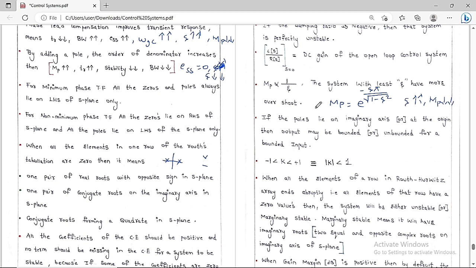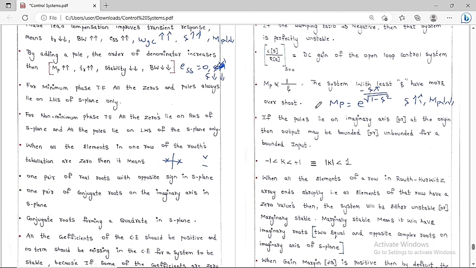So finally I can say Mp is the peak overshoot and the relation is Mp equal to e to the power of minus zeta pi by under root of 1 minus zeta square, or simply we can say Mp is inversely proportional to zeta. As zeta increases, Mp decreases. So the least value of zeta gives you the maximum value of the peak overshoot. Therefore the system with least zeta will have more overshoot. So this one you always have to keep in your mind.